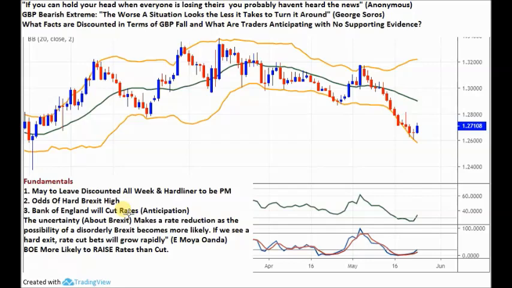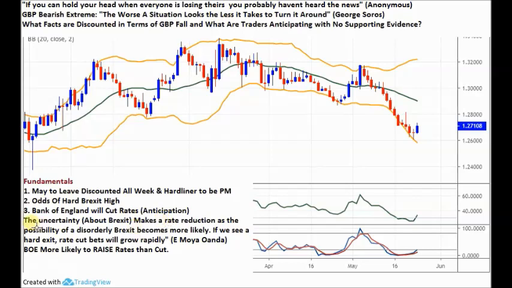Now, you can see this either way. I personally don't think so because the will of Parliament is to do a deal. But it's debatable, let's say. I'm seeing it one way, others might see it another way. But point number 3 is clear anticipation from traders with no supporting evidence.